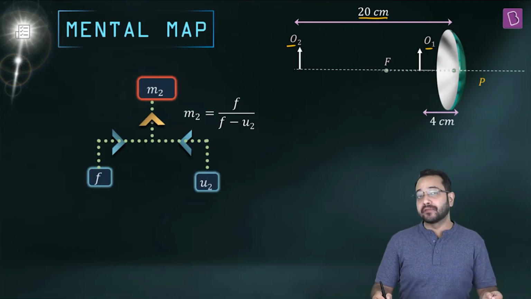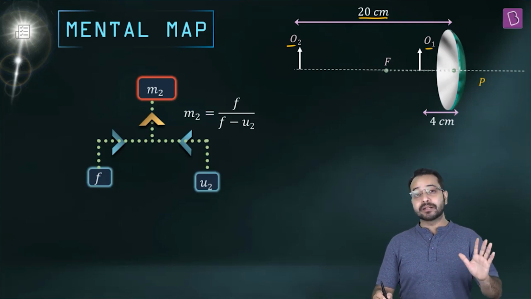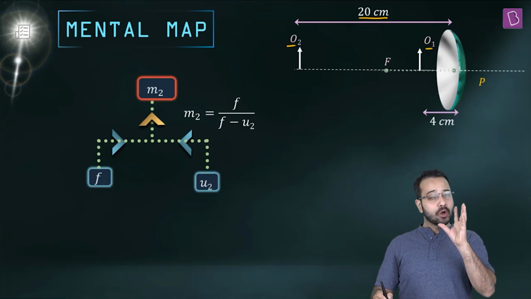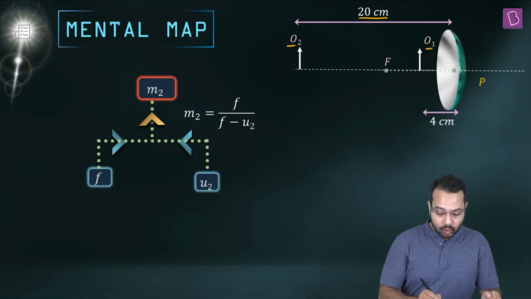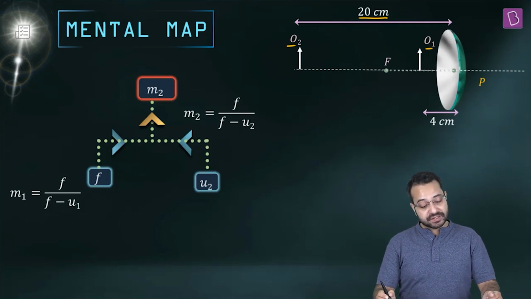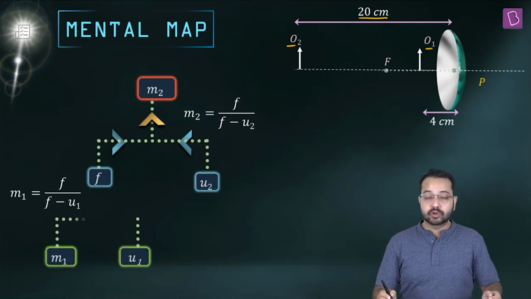Okay, so I have to figure out f. That's the next step. In the first scenario, it is given that the magnification, at least the magnitude, is 2. So probably we can use that to proceed with the question. I know that the magnification in the first scenario is f upon f minus u1. So in order to calculate f, what should I know? I should know m1 and I should know u1.